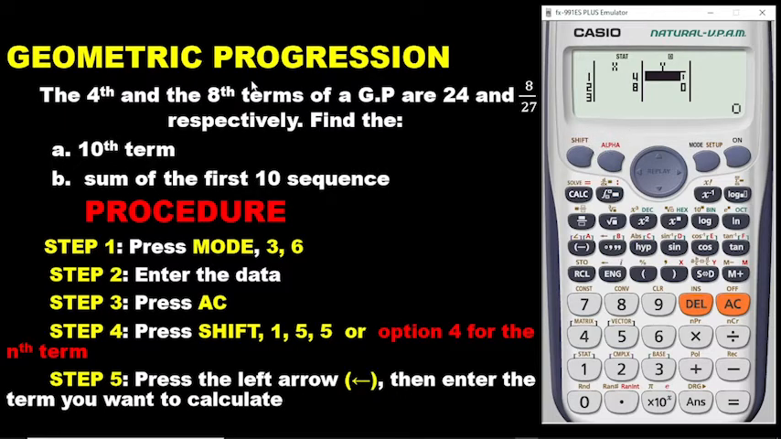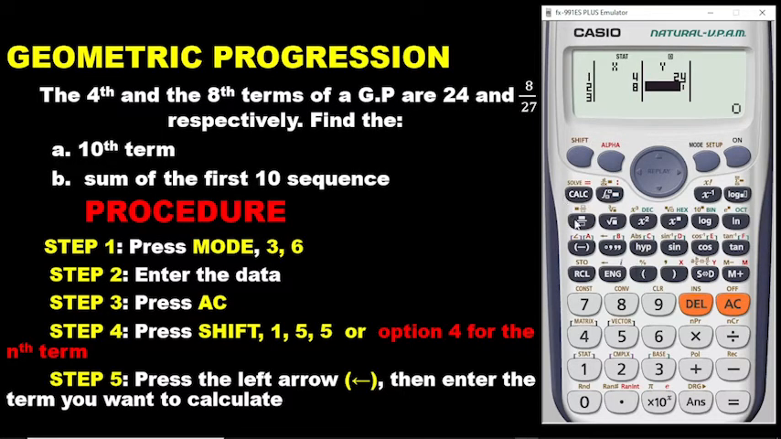And we are saying that the fourth term is 24, and then the eighth term in the question is 8 over 27. So for the fourth term, the corresponding value is 24. So we are going to enter 24 on the calculator, and then don't forget to press equals whenever you enter any data regarding geometric progression. Then the eighth term also corresponds with 8 over 27.